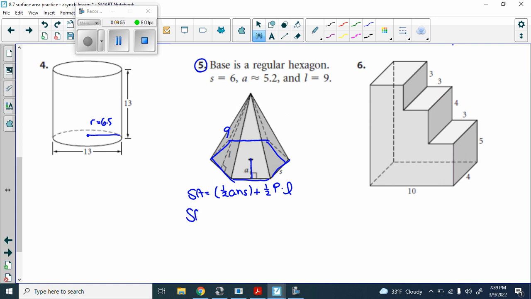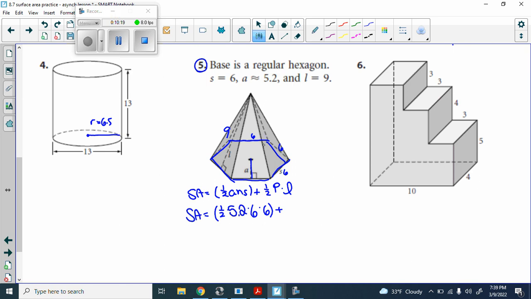Okay, let's plug in what we got here. So our base, 1/2 ANS, looks like this: 1/2 times 5.2. Number of sides is 6. We're still talking about that thing on the bottom. The S they give us is also 6. So 6 sides that are each 6 centimeters long, right? These are all 6 going around here. And so that takes care of the bottom.